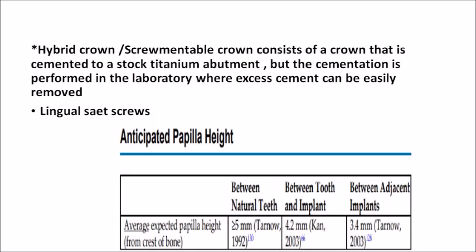The next type is the hybrid crown, or the screw-mentable crown, which means a screwable plus cementable crown. This combines the advantages of both the screwable type and the cementable type. The crown to the abutment attachment is cementation only, but this is cemented in the laboratory, because when we are cementing, usually the excess cement will cause peri-implantitis. When it is cemented in the laboratory, the excess cement is easily removed, and this can prevent peri-implantitis.